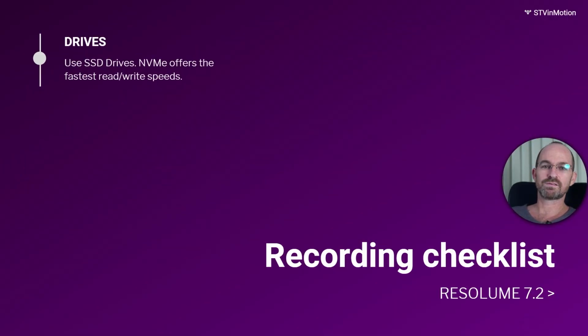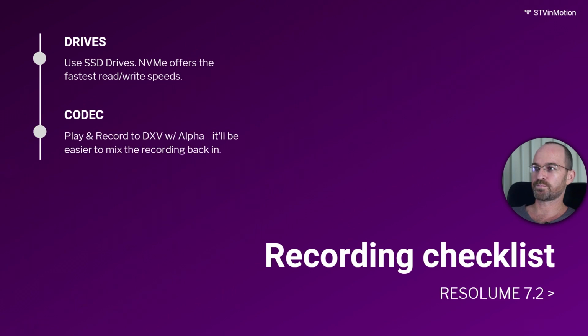Let's start with the first one. Using SSD drives almost goes without saying. Of course, if you VJ, you should VJ from SSD drives, and if you are recording, you should record into an SSD drive. NVMes will give you the best result, of course. Next thing is use the codec of Resolume, the DXV3 with alpha. It will give you the best results. I believe HAP will give you similar results too, but you will have to try it for yourself.